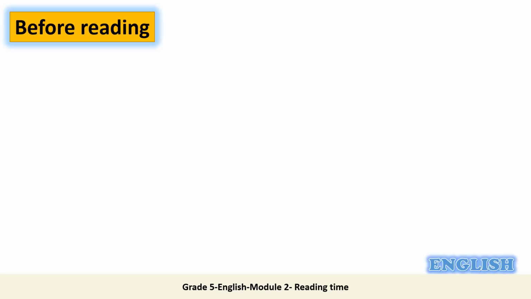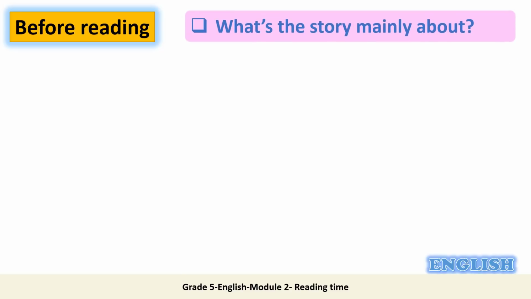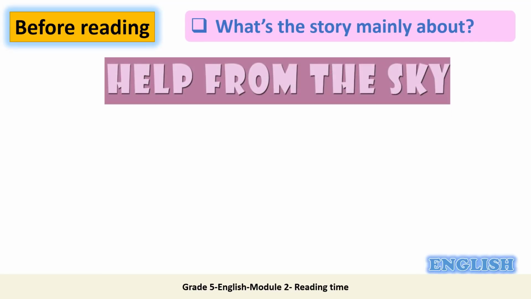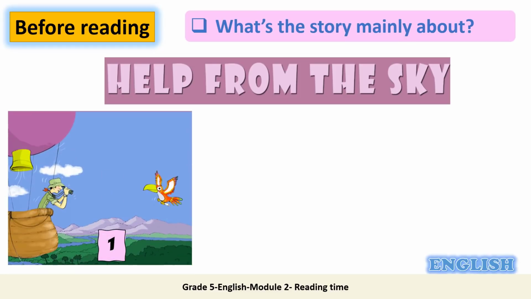Our second objective is to predict the main idea of the story. So we are going to use the pictures of the story and the title as well to know what the story is mainly about. Read the title, Help from the Sky. Look at the first picture and tell me what can you see? Yes, there is a man who is in a hot air balloon, and there is also a bird. The bird is holding something. It may be a message.